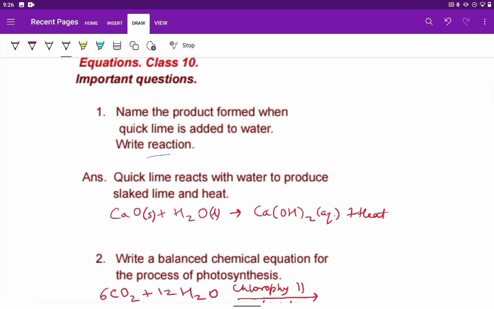Now when quicklime reacts with water, it will do so to produce slaked lime and heat. So CaO, which is a solid, will react with water to give calcium hydroxide in aqueous form and heat will be produced. So CaO plus H2O gives Ca(OH)2 plus heat.